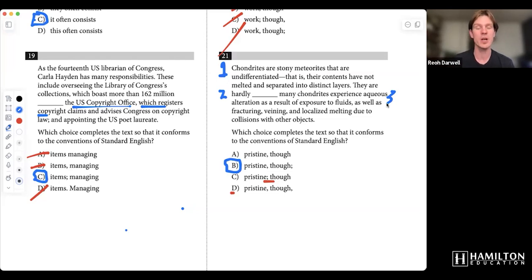And to separate two independent clauses, we have the options of either a period, semicolon, or a comma with a FANBOYS conjunction, and our only option we're given is B with a semicolon in the proper place. C, again, the semicolon needs to come after the "though," because that "though" needs to be in the second independent clause, not the third. So that's how we arrive at B for question 21, which is a tricky question.